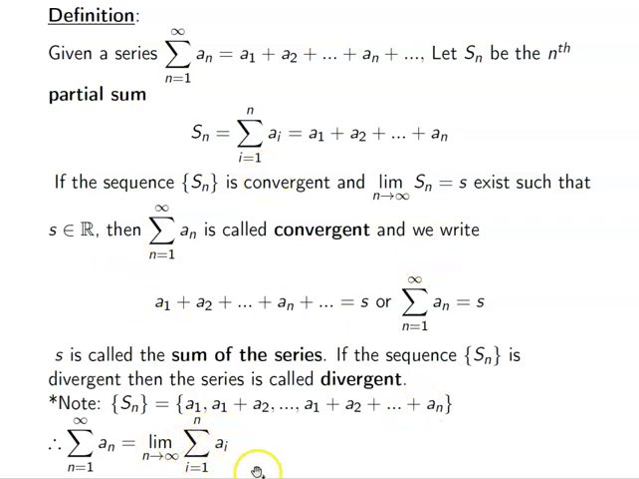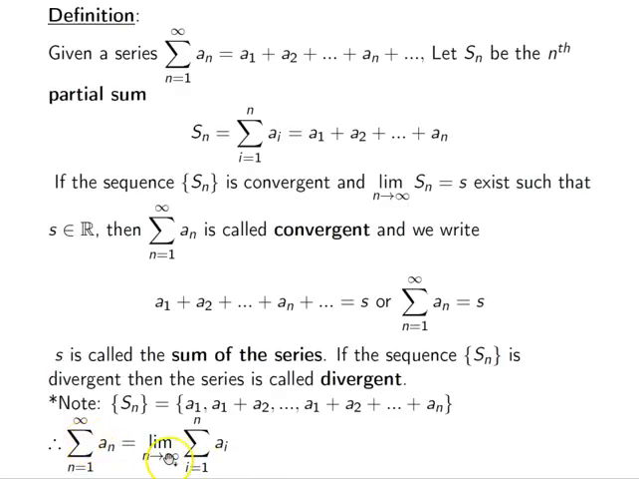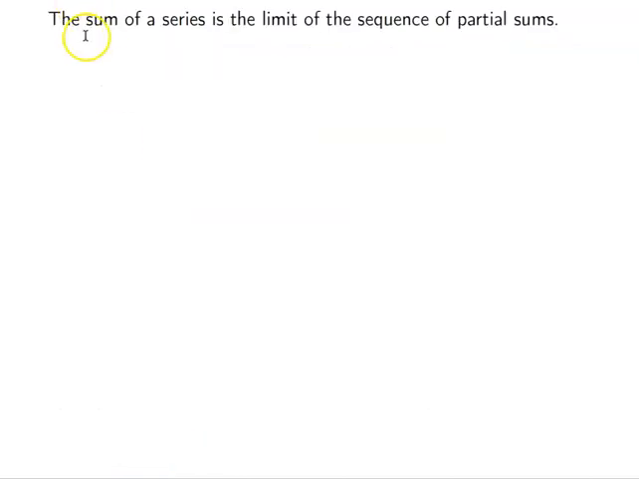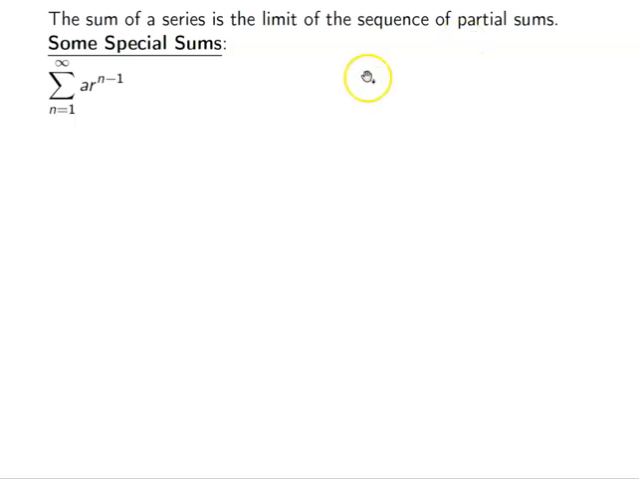As we said before, very important to remember: the sum of a series is the limit of the sequence of partial sums. That's just me writing out what this means mathematically. So this mathematical relationship is basically that the sum of the series is the limit of the sequence of partial sums. Okay.